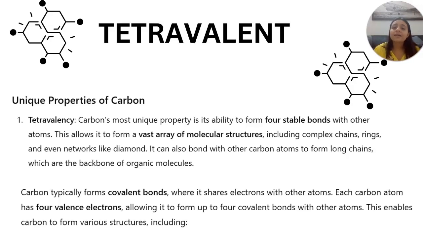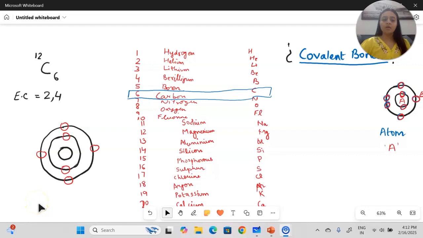Now 4 are the unpaired electrons of carbon. How does it happen? We will see. As you can see on the screen, there is a list of elements in the periodic table. There are elements 1 to 20 written on it. You can see this is the atomic number of an element, this is the name of an element, and this is the symbol of an element, right?